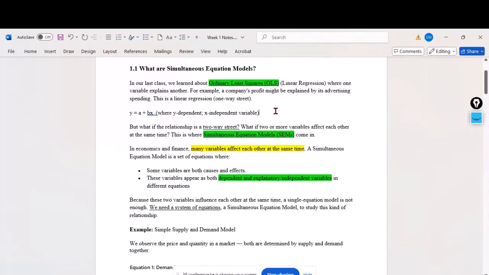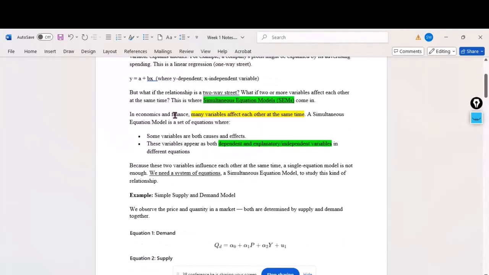dependent variable. But in other situations, we have what we call a two-way street, where we have two variables affecting each other at the same time. In such a case, that is why we have what we call the simultaneous equation models. And you see that in economics and finance, many variables affect each other at the same time. And we say that a simultaneous equation is a set of equations where, one, some variables are both cause and effect, meaning that they affect each other at the same time.